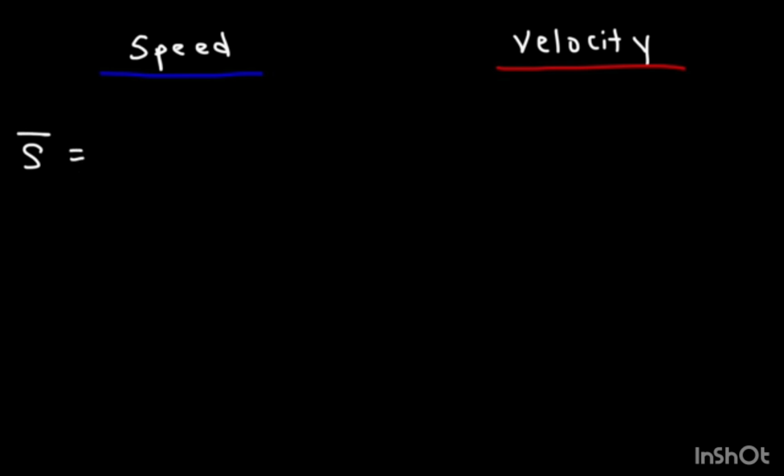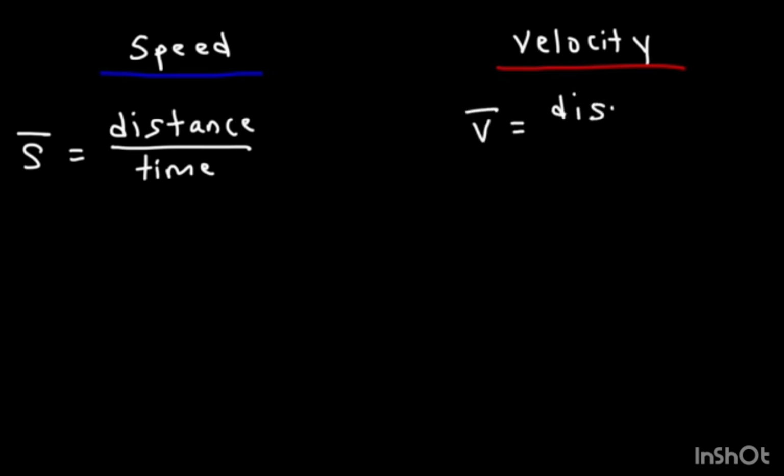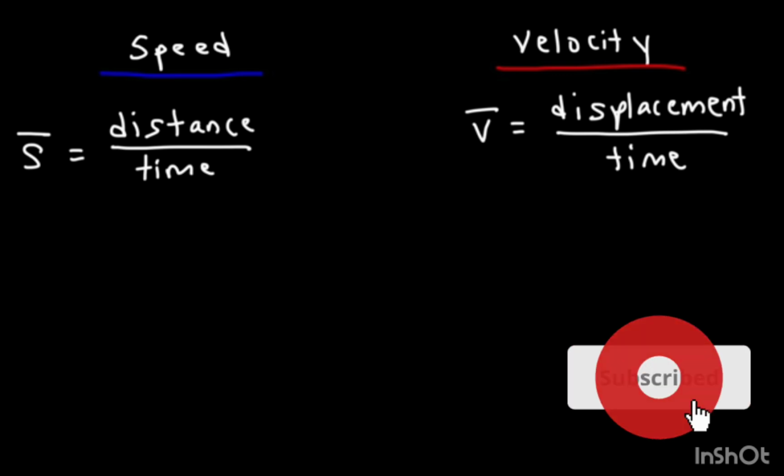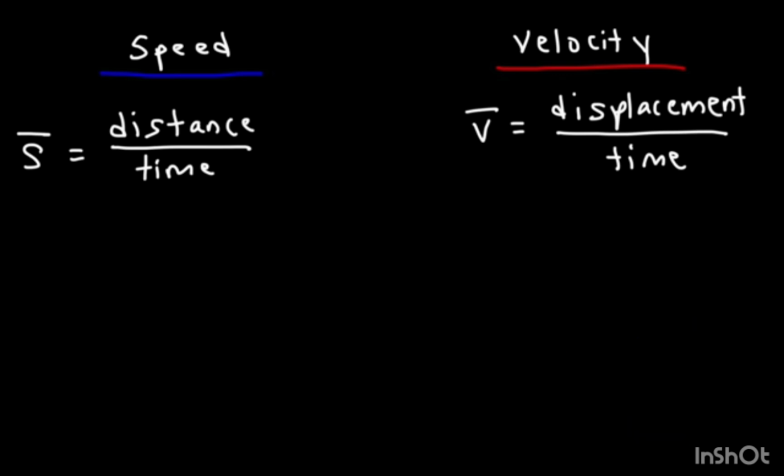Average speed is equal to the distance traveled divided by the time that was elapsed. Average velocity is equal to displacement over time. So therefore, speed is always positive. Velocity can be positive or negative, dependent on the direction. So average velocity is basically the velocity calculated over a time interval.